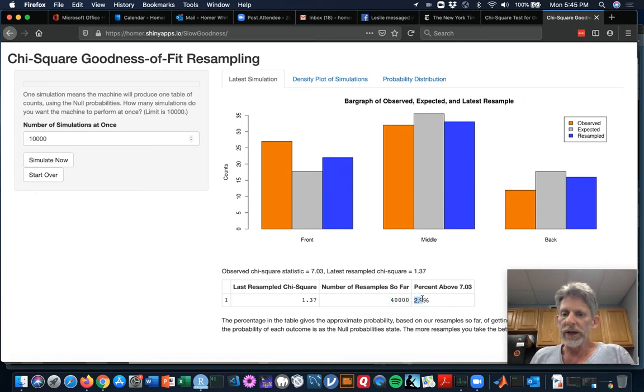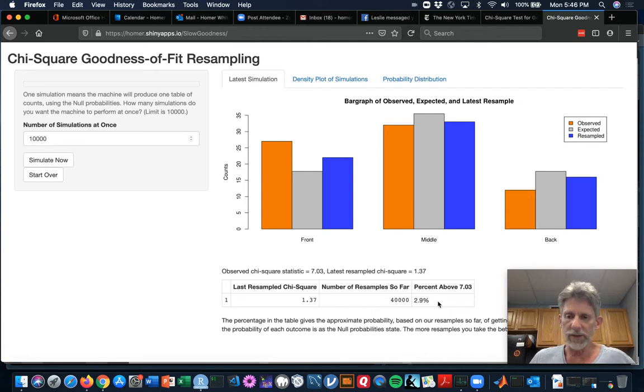And only 2.9% of the time did I get a chi-square statistic that was at least as big as the chi-square statistic from the data in the TigerStats M111 survey package. In the actual data, I got 7.03, but most of the time my chi-squareds were less. Only 2.9% of the time were they bigger than or equal to 7.03. That's my p-value in this test of hypothesis.